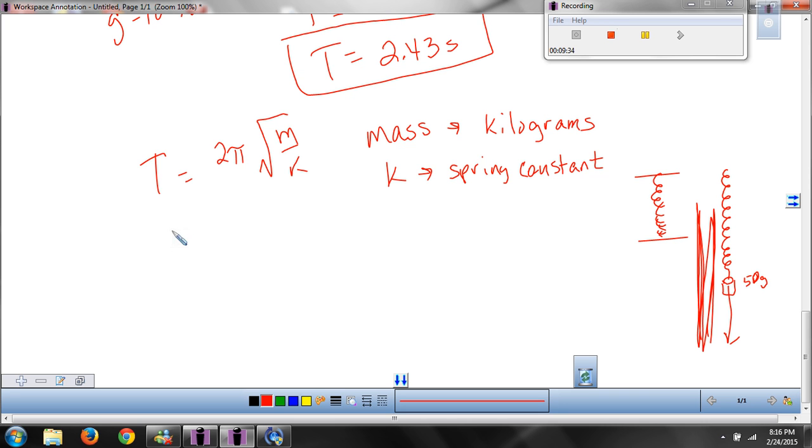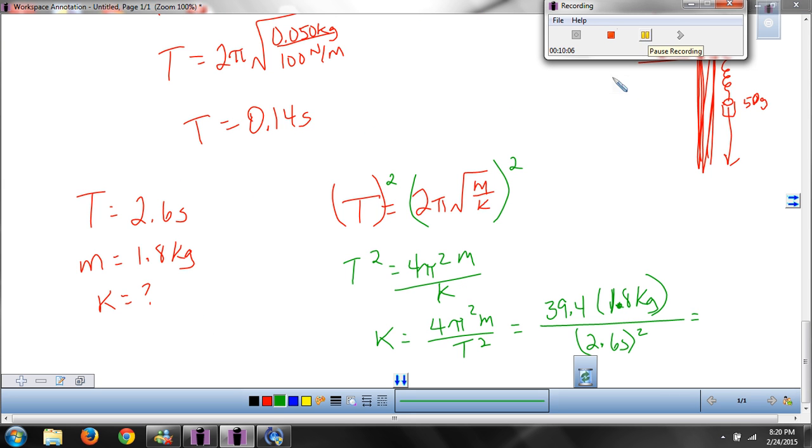So let's look at the math involved. If I just want the period, that's going to be 2 pi. My mass has to be in kilograms, so 50 grams, remove the decimal 3 places, is 0.050 kilograms. And I'm just going to make up a spring constant of 100. So I should be able to get the period. So I'm going to pause for a minute.